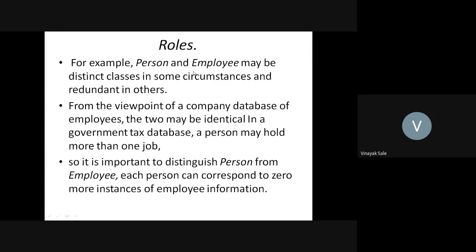For example, a person and employee may be different classes in some circumstances and redundant in others. From the viewpoint of a company database, the two may be identical, but in a government tax database a person may hold more than one job. So it is important to distinguish a person from employee, and each person can correspond to zero or more instances of employee information.